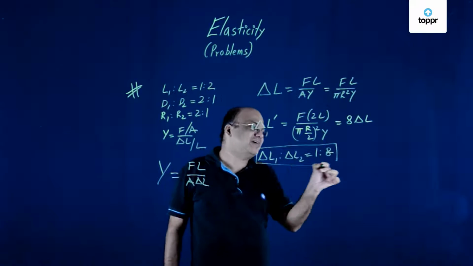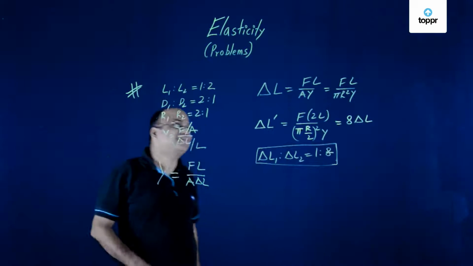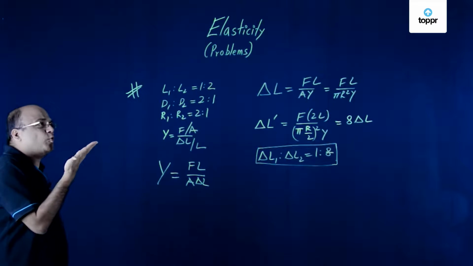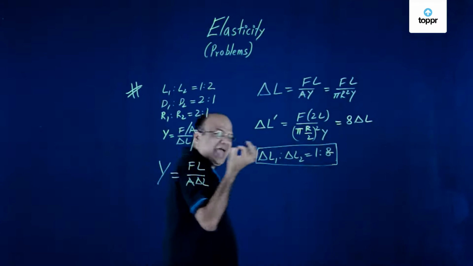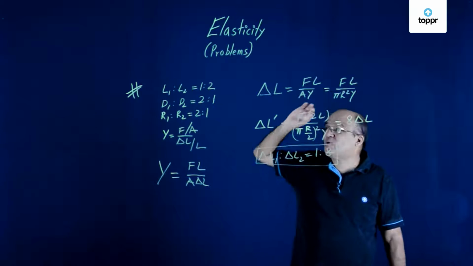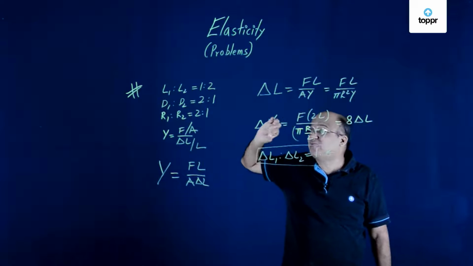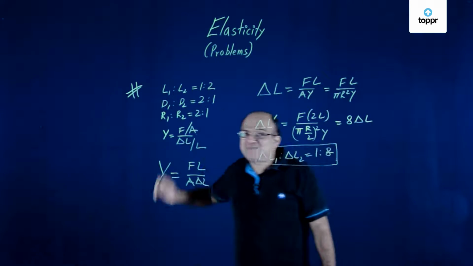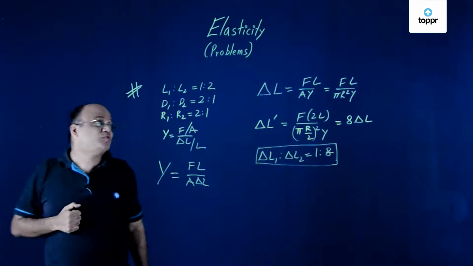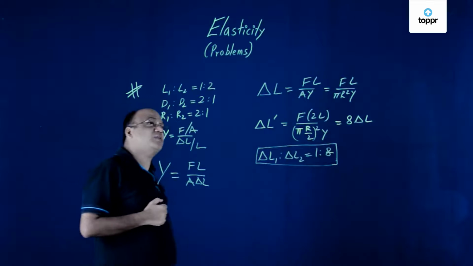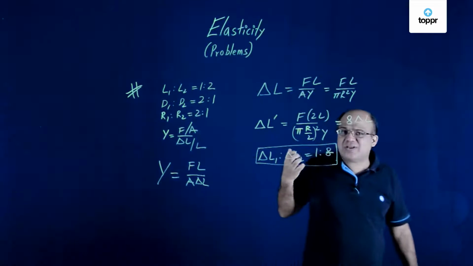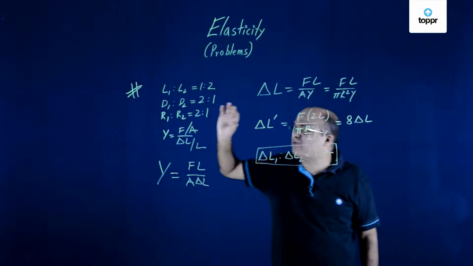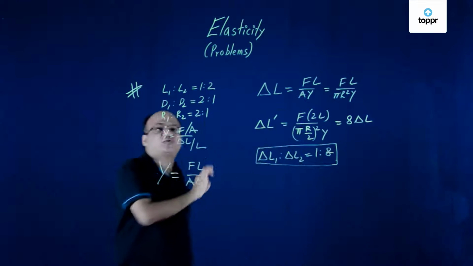So this is the answer to this particular question. The question is, 2 wires of same material have their lengths in the ratio L1 is to L2 equal to 1:2. Their diameters are in the ratio 2:1. So D1 is to D2 is 2:1. So first thing we understood was R1 is to R2 is 2:1.